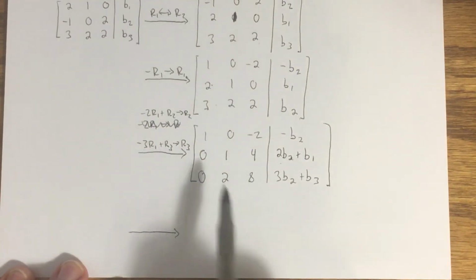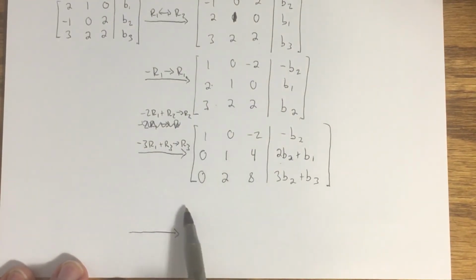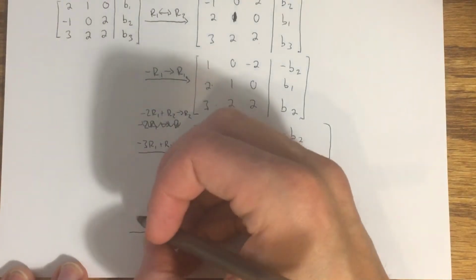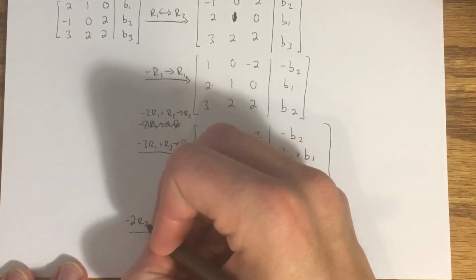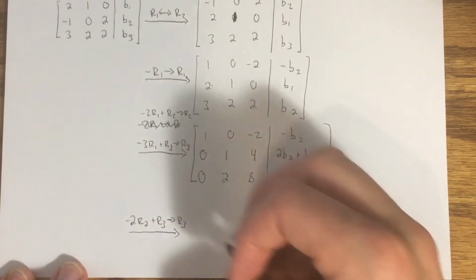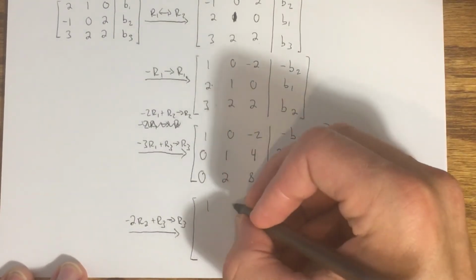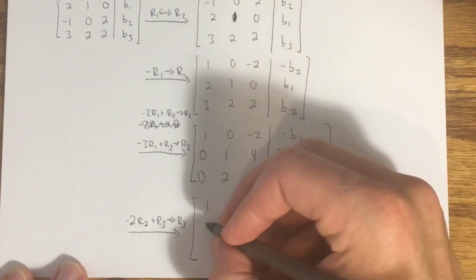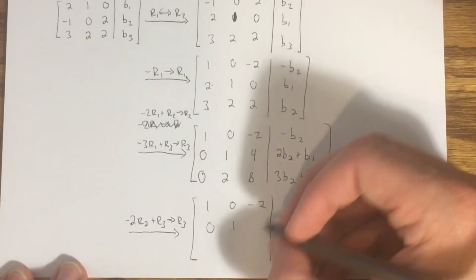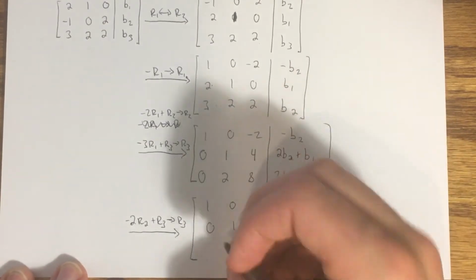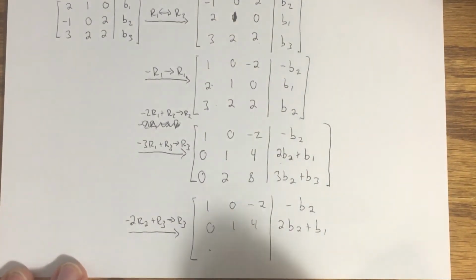Okay? Now I'm going to do one more step of Gaussian elimination, and something interesting is going to happen. I have zeros below this leading 1. I have a leading 1 here. The next step would be to produce a 0 here. So I'm going to multiply row 2 by negative 2 and add that to row 3. Negative 2 row 2 plus row 3 will replace row 3. Okay, so I have 1, 0, negative 2, negative B2, 0, 1, 4, 2B2 plus B1.